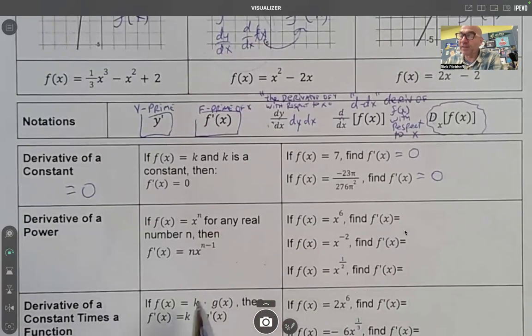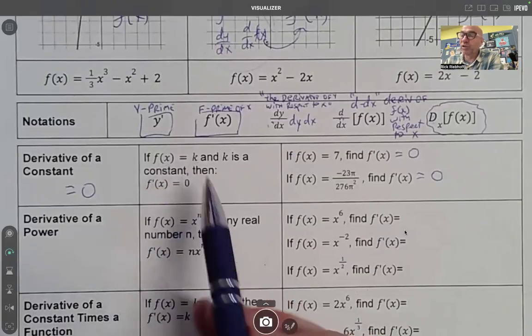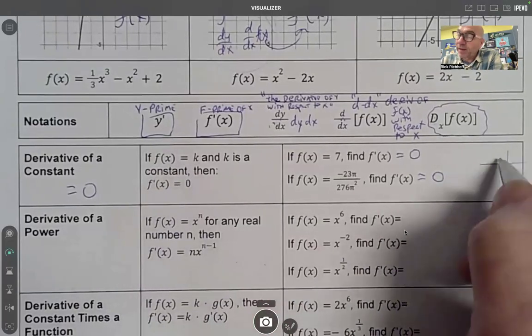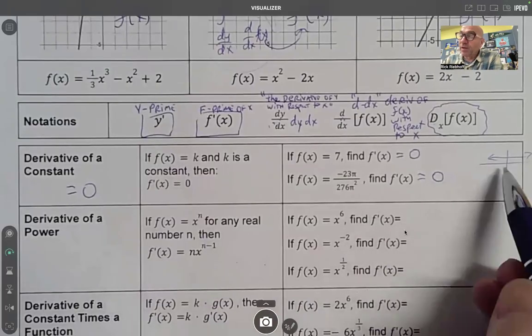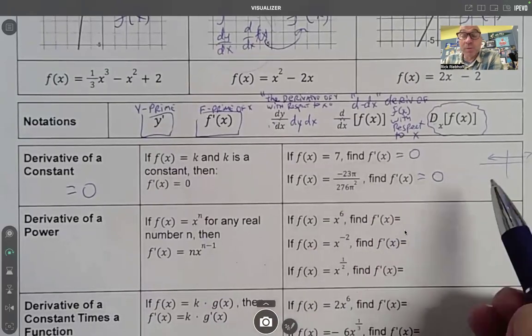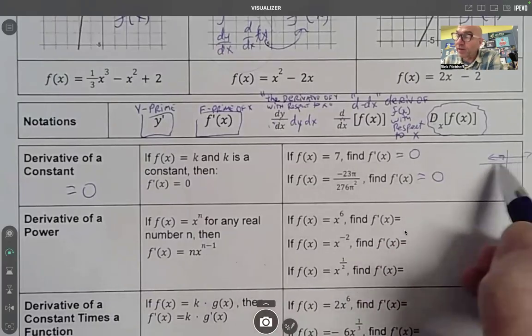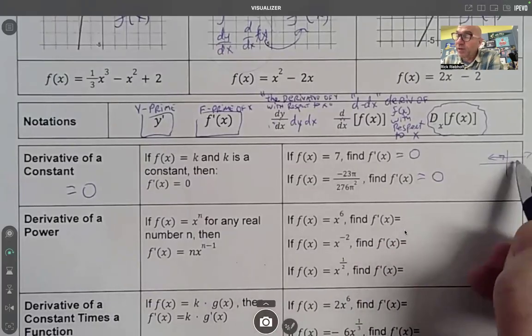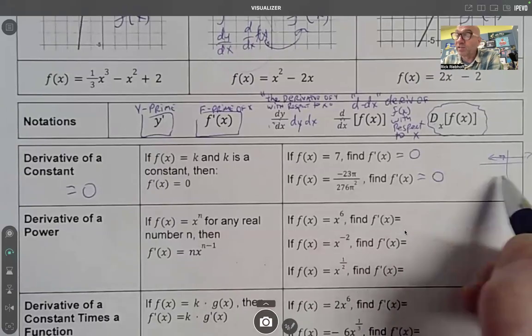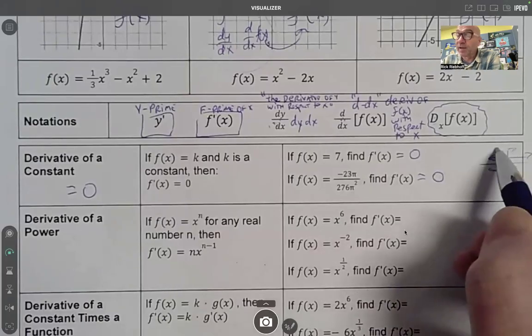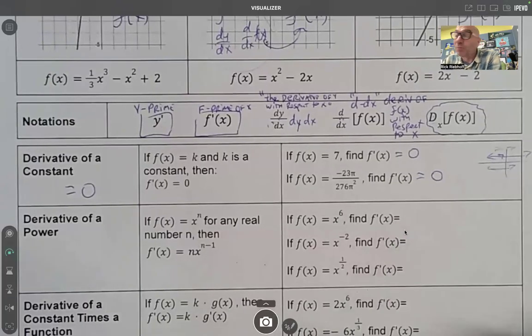So think about what that means. If I had y equals 2, that would be a line at y equals 2. Remember, derivative means slope. Or let's say it's 7. f of x equals 7. So let's say this is 7 right here. This is y equals 7. What's the slope of this line? Rise 0, run whatever. It's 0. The slope of a constant is 0. So thinking about it visually helps as well.